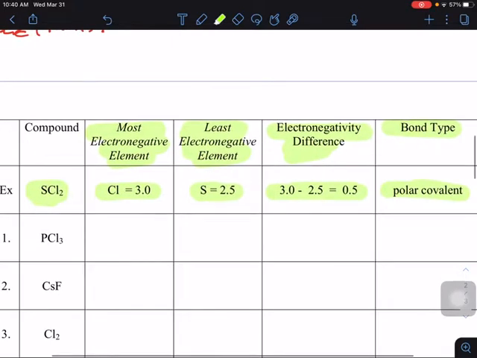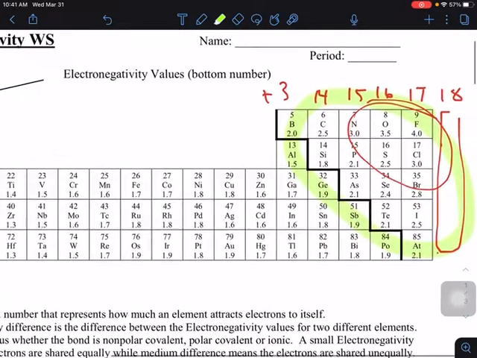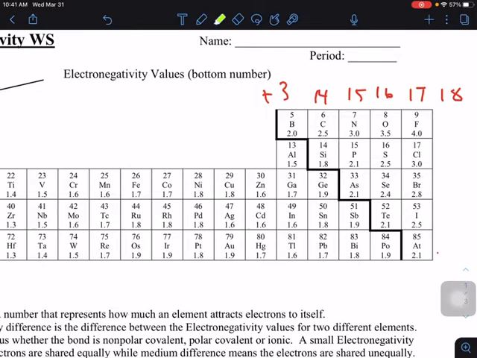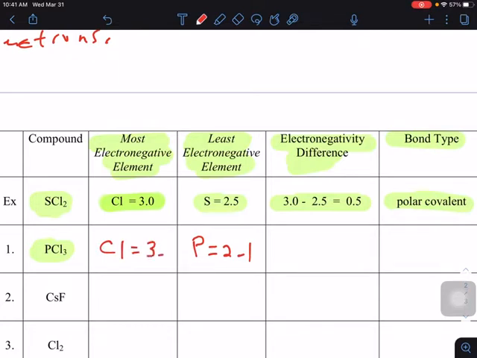The next one is phosphorus trichloride. So we've got P for phosphorus and Cl. We already know from the previous problem that Cl is 3, but what is phosphorus? Let's take a look up here. Let me clean this up a little bit. Phosphorus is right here, 2.1. So that's less than the chlorine. So phosphorus is 2.1. The chlorine is 3.0.